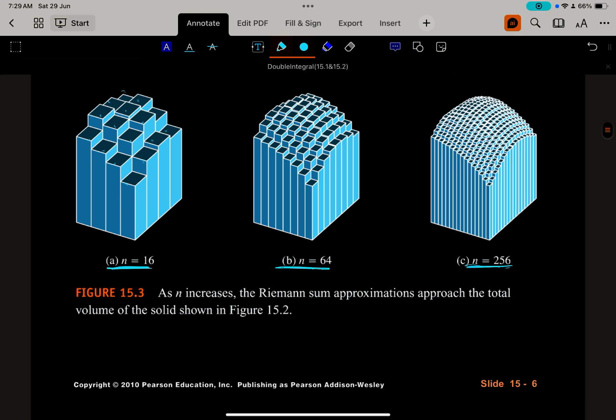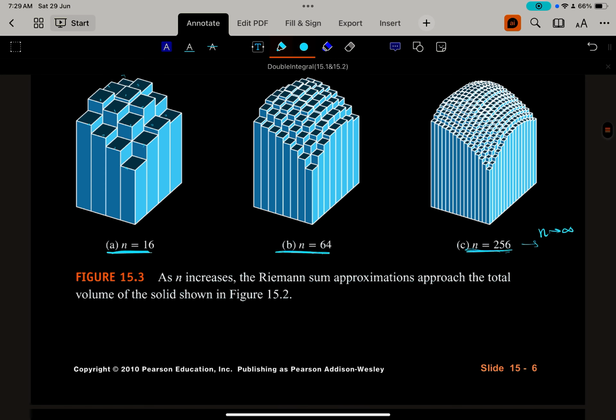And what do you think will happen if we go all the way to n equals infinity? We have almost infinitely many boxes. What do you think will happen? Yeah, it will just be the volume. It will be the volume itself, the volume of the solid that we're trying to find.